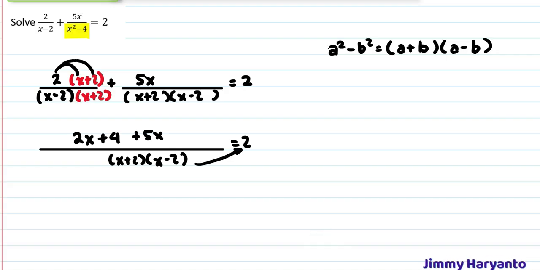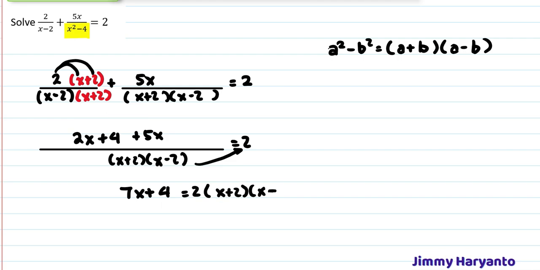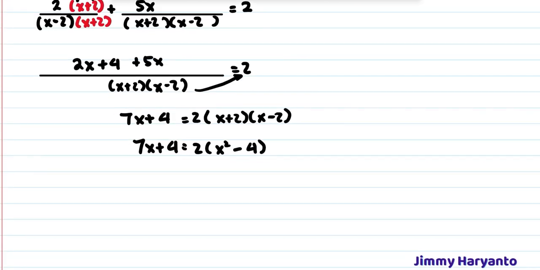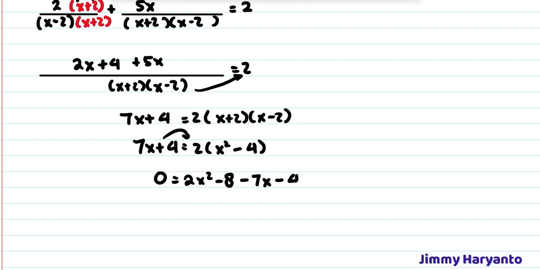And then I will move this to the other side. For this one, you'll have 7x plus 4 equals 2, open brackets, x plus 2 and x minus 2. Okay, let's expand this one. After you expand that one, you will have x squared minus 4, and then I will move this to the other side so it will become 0. But before that, I want to multiply this one first. 2x squared minus 8. When you move to the left hand side, you will have negative 7x minus 4.